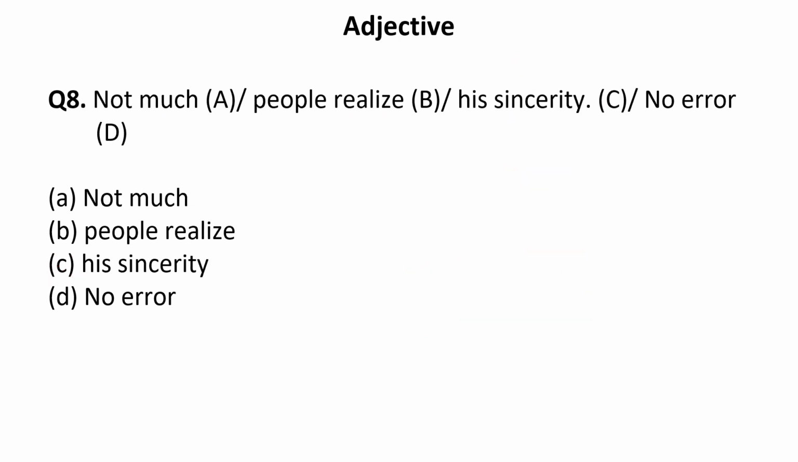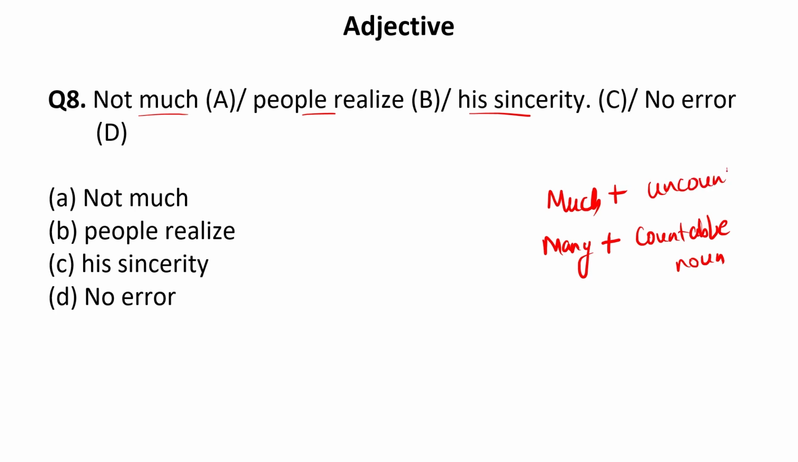Now let us move to the next one. Not much people realize his sincerity. Now, there are two types of adjective. One is much and the other is many. Many is always used with countable nouns, whereas much is used before uncountable nouns. For example, much better, or we can say much money, much milk, much water. But with countable nouns, we use many. Now, people are countable. And if they are countable, we need to write many in place of much.